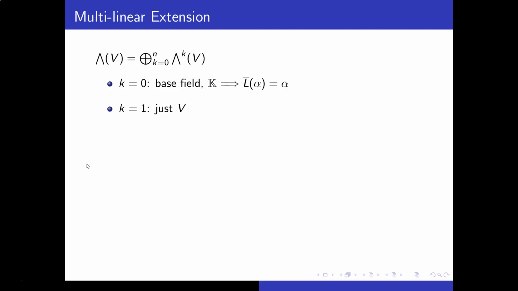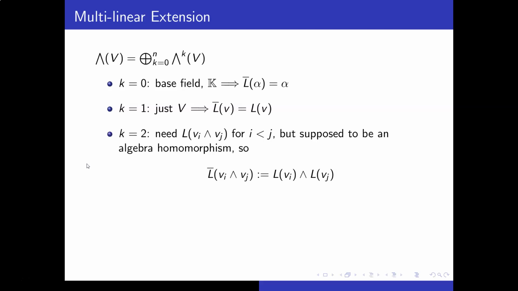When we look at it on the first power, well, the first power is just V, and if you remember from our conditions, we don't want L bar to do anything on V that L doesn't do, so it's not going to do anything else. So L bar of V is just going to be L of V, however L was defined.